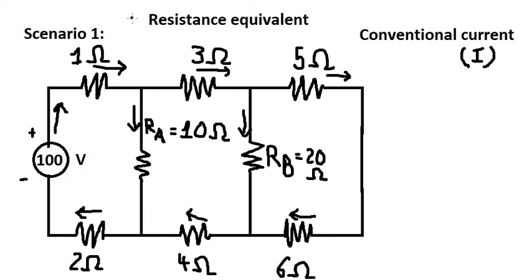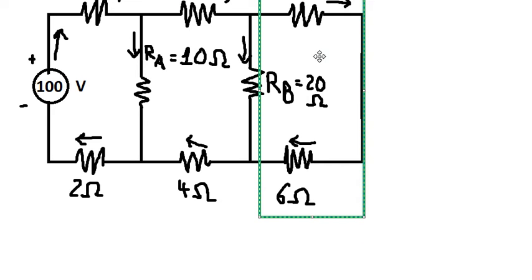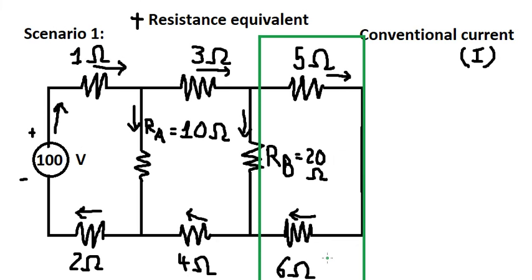Now let's go to the first one. So we can see that 5 ohms and 6 ohms, they are in series. So in this one I highlight the color in here. So we need to combine two resistors in here, and we have number 5 plus number 6. And you got 11 ohms. And we know that 11 ohms is parallel to RB in here. So now I will highlight the red color.